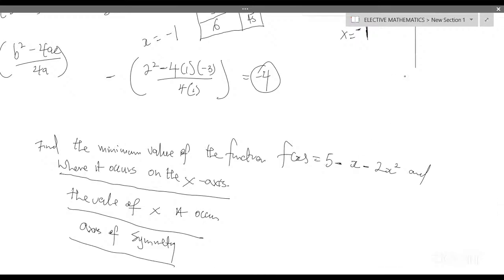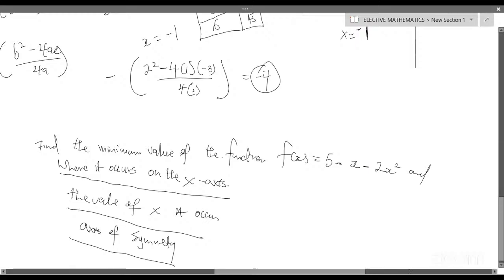Okay. So find the minimum value of the function f of x is equal to 5 minus x minus 2x squared, and where it occurs on the x-axis. So you have to find two things, right? When you're done, you just raise up your hand.